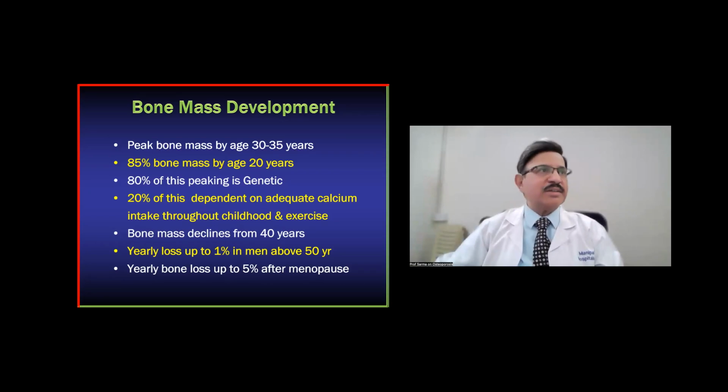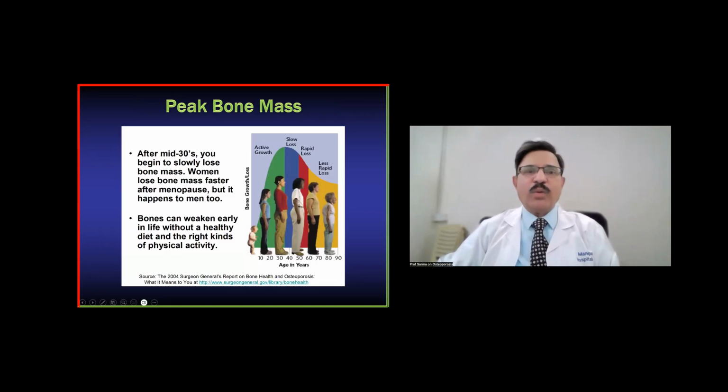Bone mass declines from 40 years onwards. It goes down yearly around 1% in men above 50 years, and yearly bone loss is up to 5% after menopause. In 1 year, 5% of bone gone. 5 years after menopause, 25% of the bone gone. 10 years after menopause, 50% of the existing bone has gone. That is why we see so many fractures in women and the old.